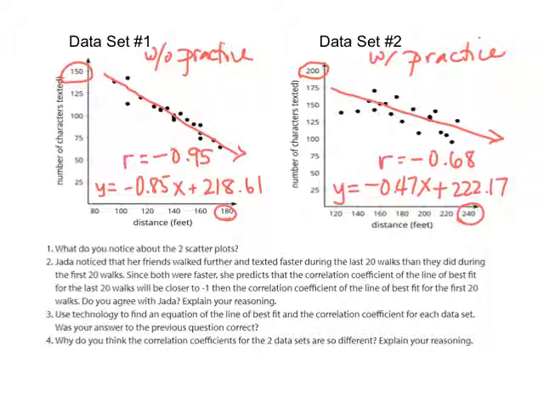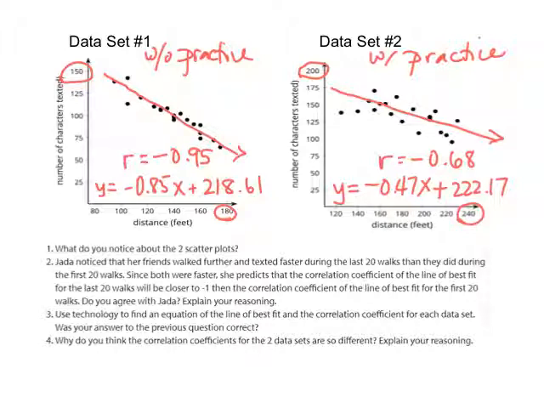So since both were faster, she predicted that the correlation coefficient of the line of best fit for the last 20 walks would be closer to negative 1. She was clearly wrong. It was not as good of a linear model with the practice.